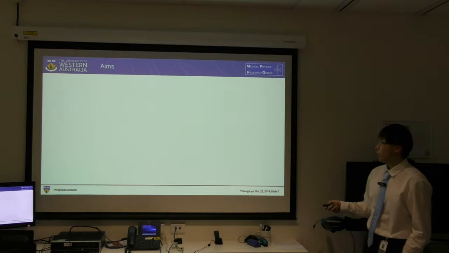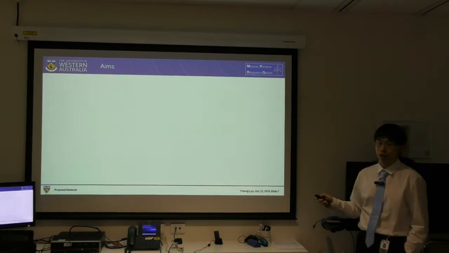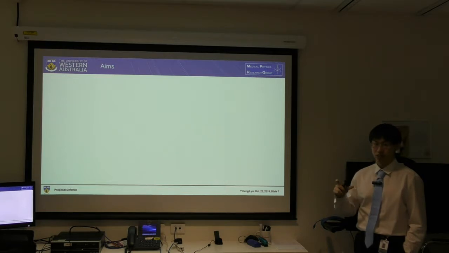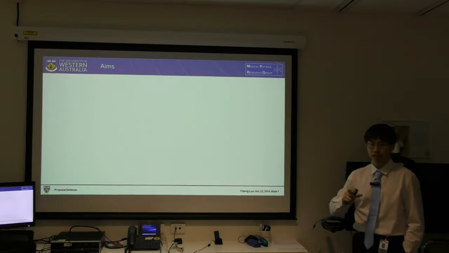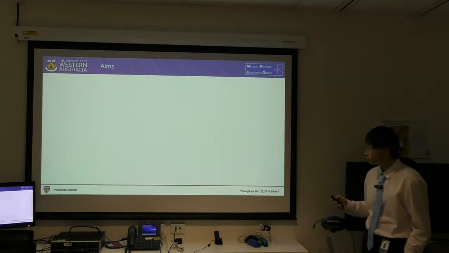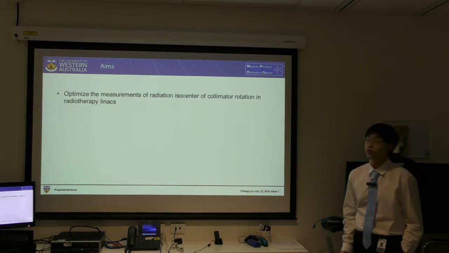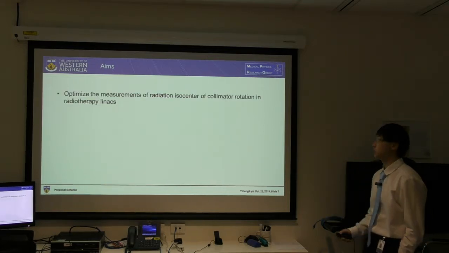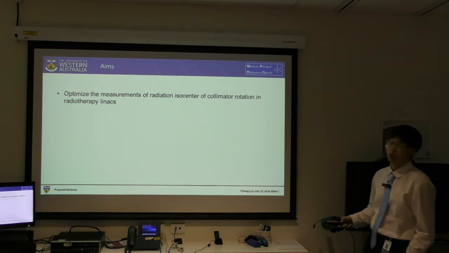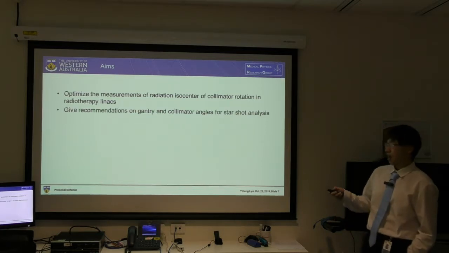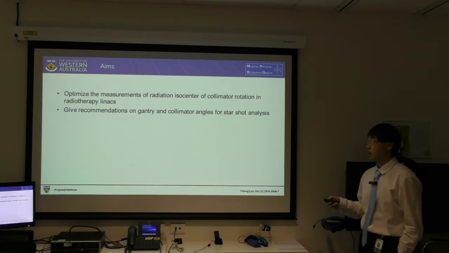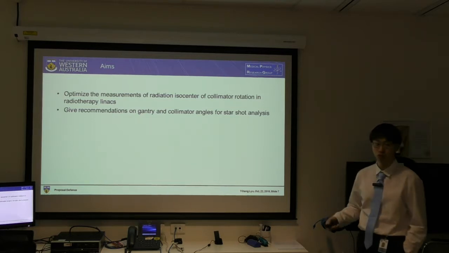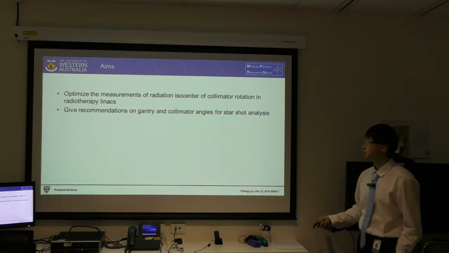So my project is to tackle this problem. I'm going to try to find the radiation epicenter as close as we can achieve to the true one. My aim is to optimize the measurements of the radiation epicenter of collimator rotation in radiotherapy Linacs. I will give recommendations on gantry and collimator angles to choose for starshot tests.